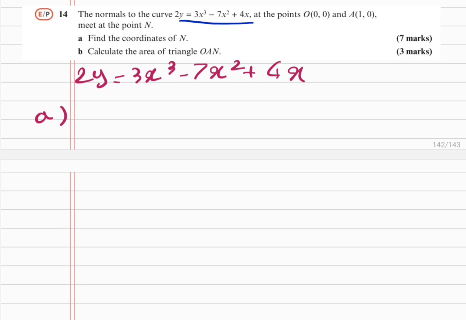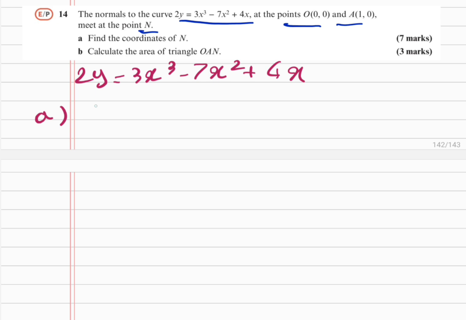This means that in order to find the coordinates of point N, we first need the equations of the normals, and then we set them equal to each other. The solution to the equation is going to be the x coordinate of the point of intersection, which is the x coordinate of point N. So we first need to find the equation of each normal, and to do that we first need to find the gradient. So let's find the gradient of the curve at each of the points O and A.